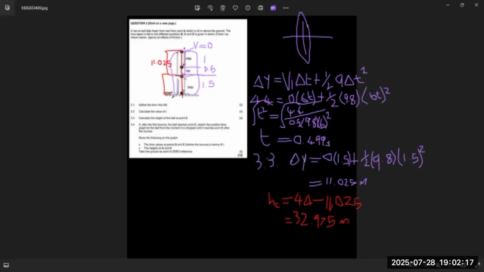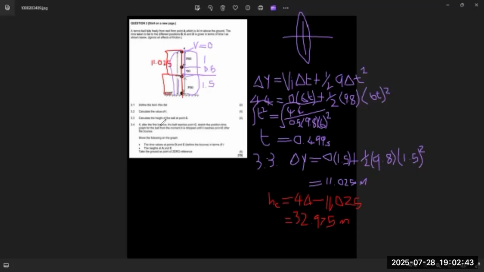Then, if after the first bounce the ball reaches point C, for those who used 0.499, you'll have a different answer, but the answer can't be far from 32. It can be around 31, but that's the range, from at least 31 to 33.